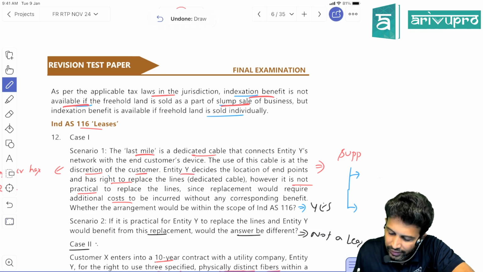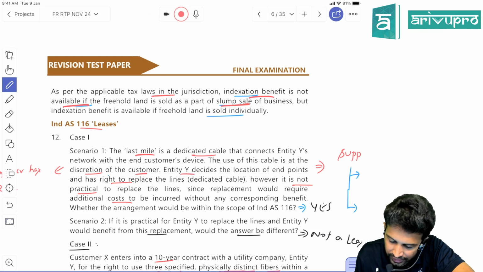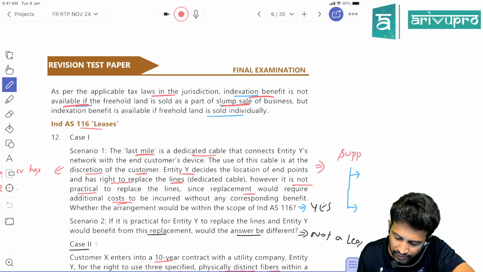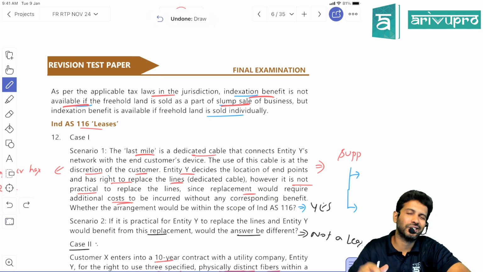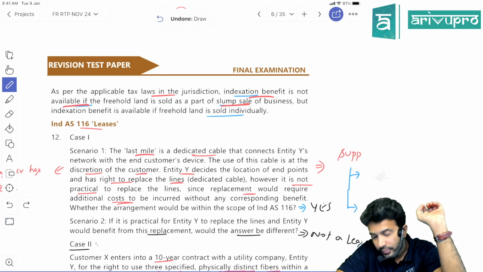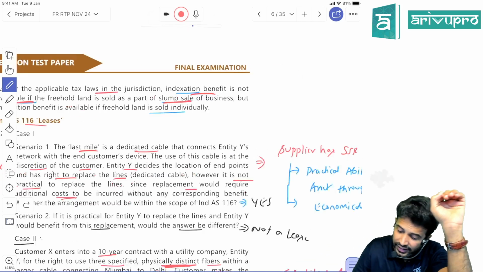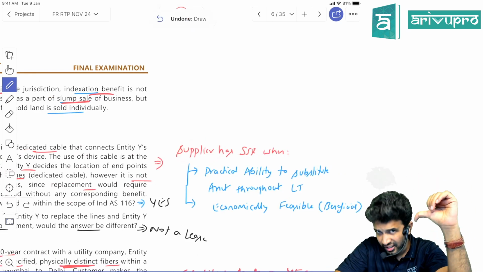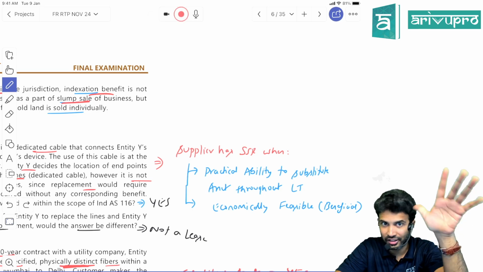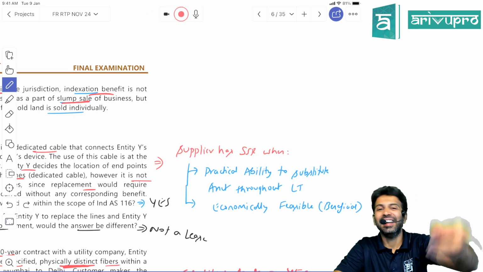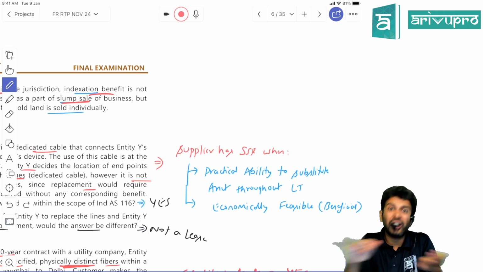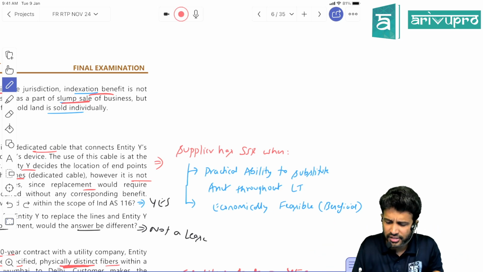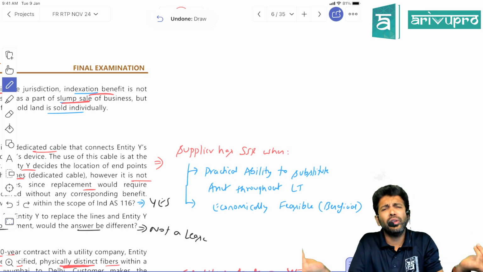Entity Y decides the location of endpoints and has a right to replace the lines. However, it is not practical to replace the lines since replacement would incur additional cost without any corresponding benefit. Would the arrangement be within the scope of leases? We have studied a small concept called SSR, substantive substitution rights. If the supplier has SSR, then the customer does not have RTC over the identified asset, meaning it will not be a lease. Because if the supplier goes on replacing, substituting the asset, then you can't identify the asset.